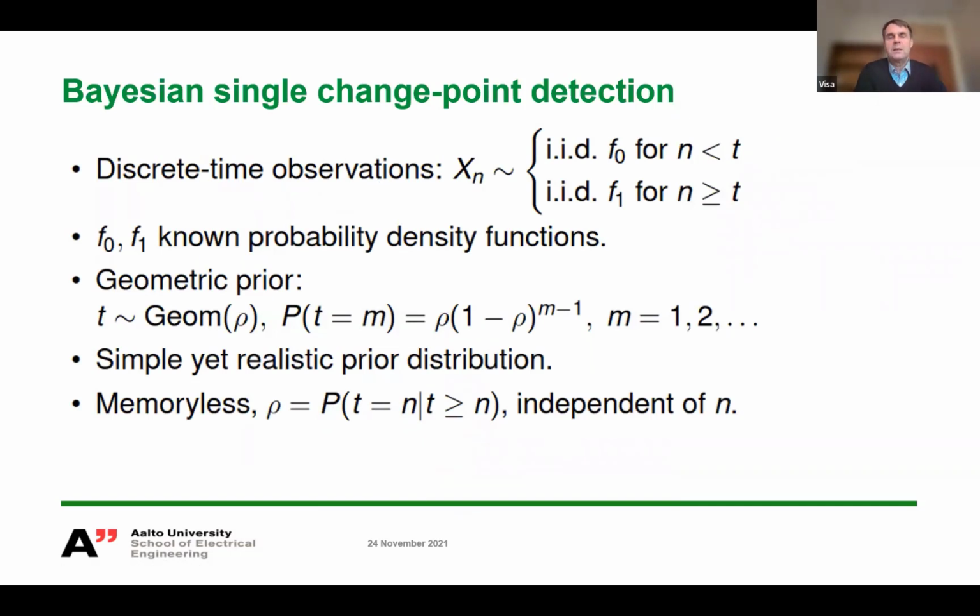So just to convey these ideas of change-point detection, I'll walk through the single change-point detection problem first. We have discrete time observations, and the data comes from some distribution F0 before the change takes place, and from another distribution after the change has taken place. Since we have a Bayesian problem formulation, we will also have a prior on these changes, and a very commonly used prior is the geometric distribution.